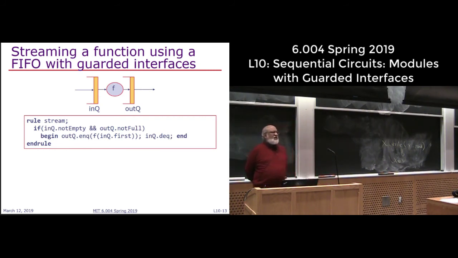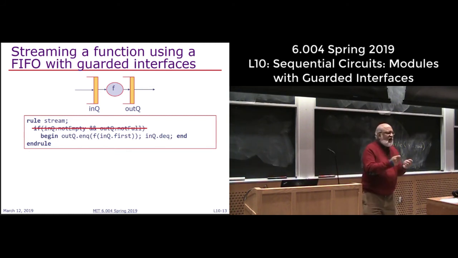So let's try to write that streaming function again, but let's assume we have guarded interfaces. If we have guarded interfaces, then I don't need to write this. I just say pick something from here, put it over there. Why don't I have to write guards anymore? Explicitly, why don't I have to test it? Because it won't do anything if it hits the guard. If the guard is not ready, right, this code can't be executed.